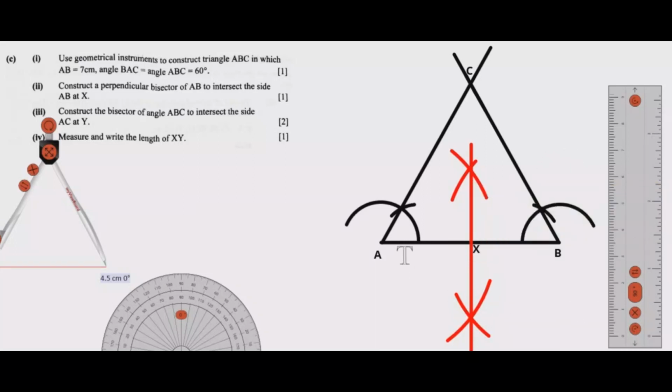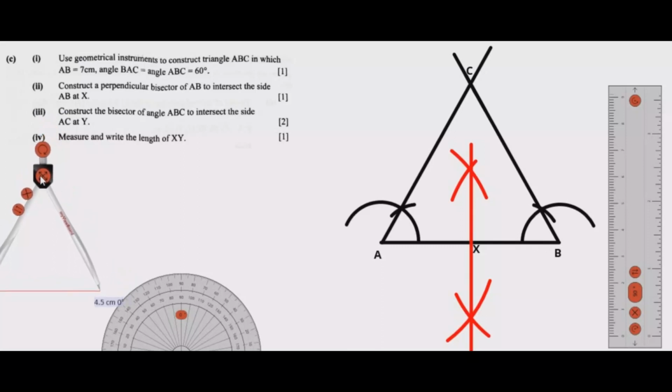Then we come to the next point. We are told to construct the perpendicular bisector of AB to intersect the line AB at X. We have done that. We come to question 3, which is construct the bisector of angle ABC to intersect the side AC at Y.